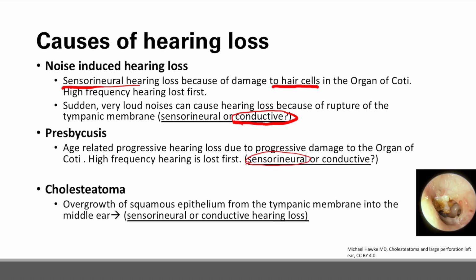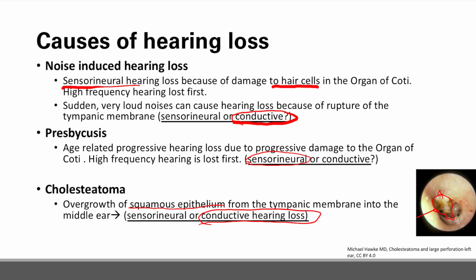Okay. Finally, we have a cholesteatoma. This is an overgrowth of squamous epithelium from the tympanic membrane. This is squamous epithelium overgrowth. As you can see in this picture, this nasty little stuff is just squamous epithelium that's growing from the tympanic membrane in the middle ear, and so it's blocking sound. So what kind of hearing loss is this? This is a conductive hearing loss because it's in the middle ear, kind of like the middle and the outer ear.